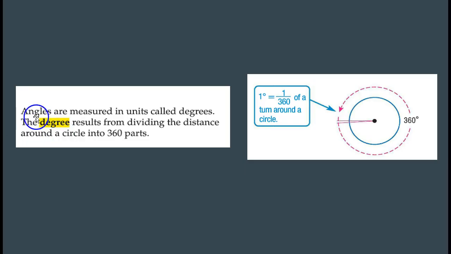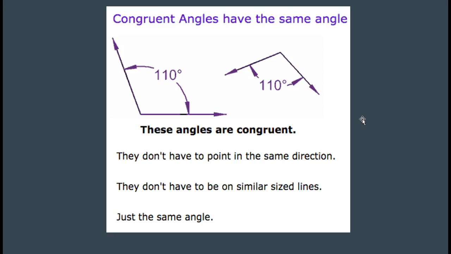So like we just talked about, angles are measured in units called degrees. A degree results from dividing the distance around a circle into 360 parts, which is how many degrees a circle is. Congruent angles have the same angle. Notice both of them have the same angle of 110 degrees.